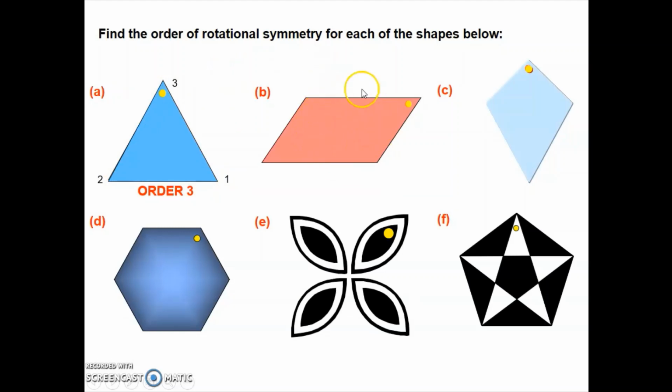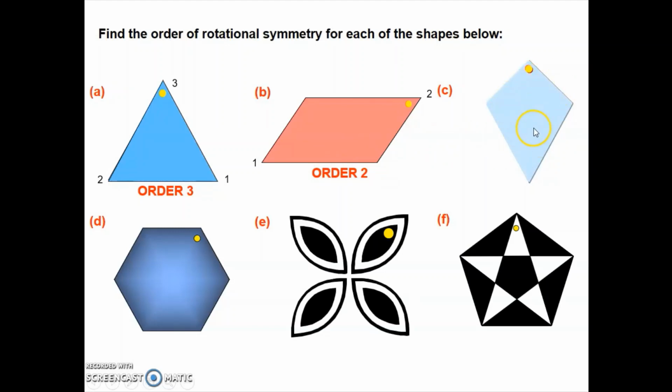If we move over and have a look at the parallelogram, again, I've included the yellow dot so we can visualize the rotation. I'm going to rotate the parallelogram 360 degrees around its center, and we'll take notice of how many times it looks like the exact same shape. Once, and twice, back to the original shape. So a parallelogram, this one in particular, has order of rotational symmetry 2. During a 360-degree rotation, this shape looks like itself 2 times.